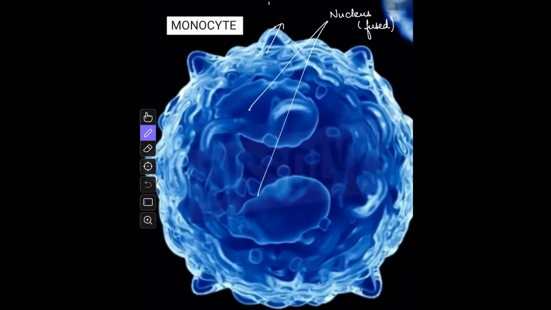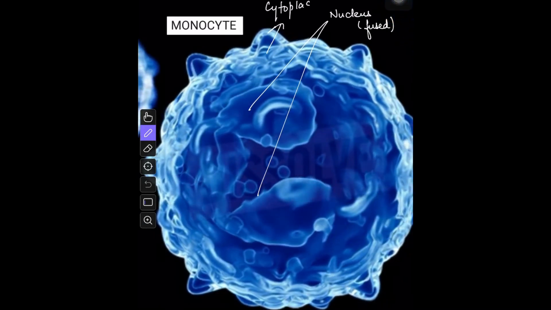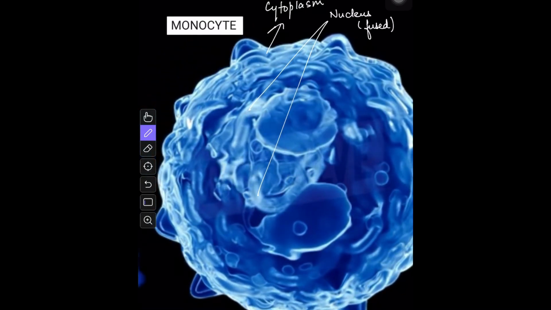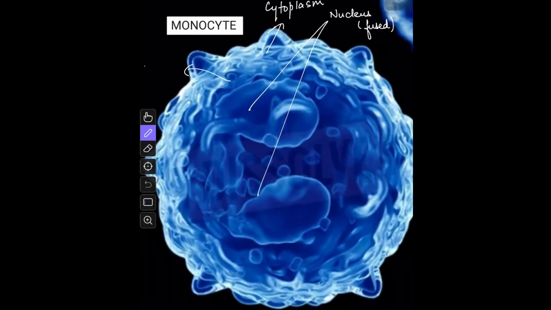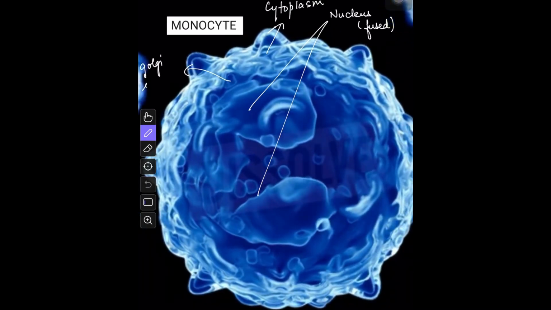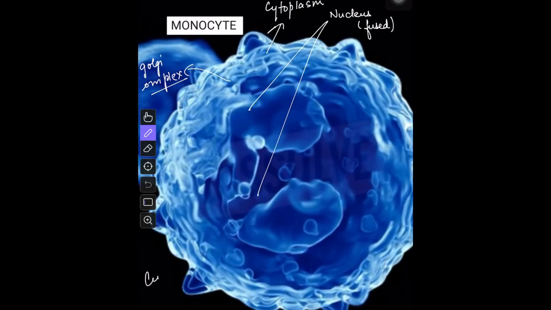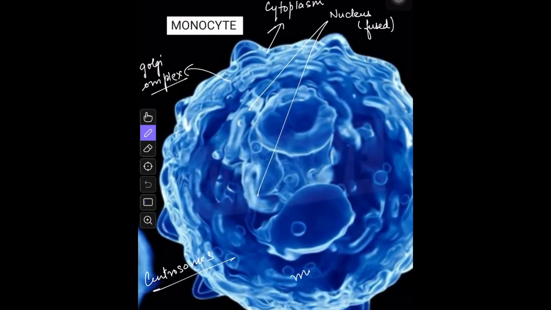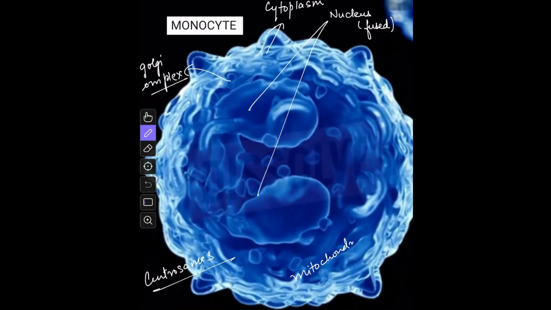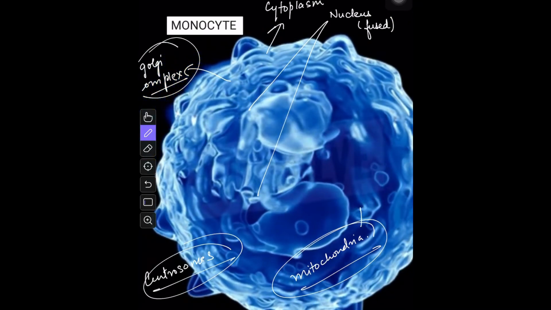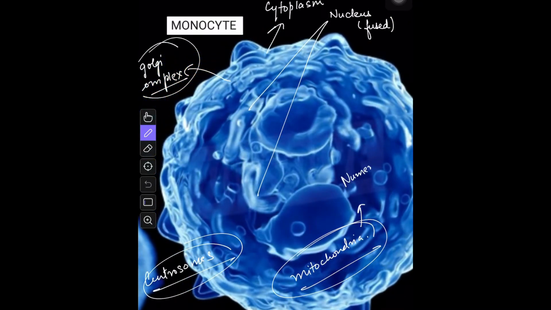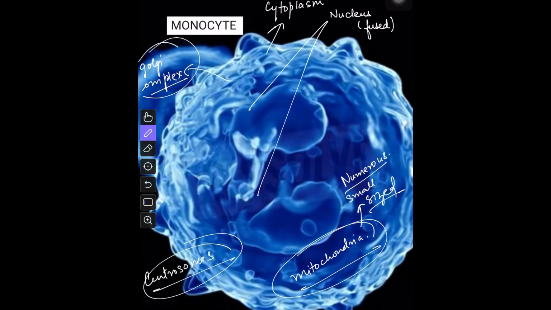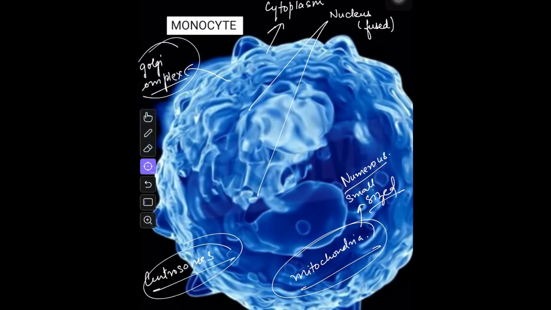This is cytoplasm. Now the cytoplasm of monocyte has Golgi complex, some centrosomes, mitochondria. Now the mitochondria are very numerous inside it, and they are small sized. This is all about the structure of monocyte.